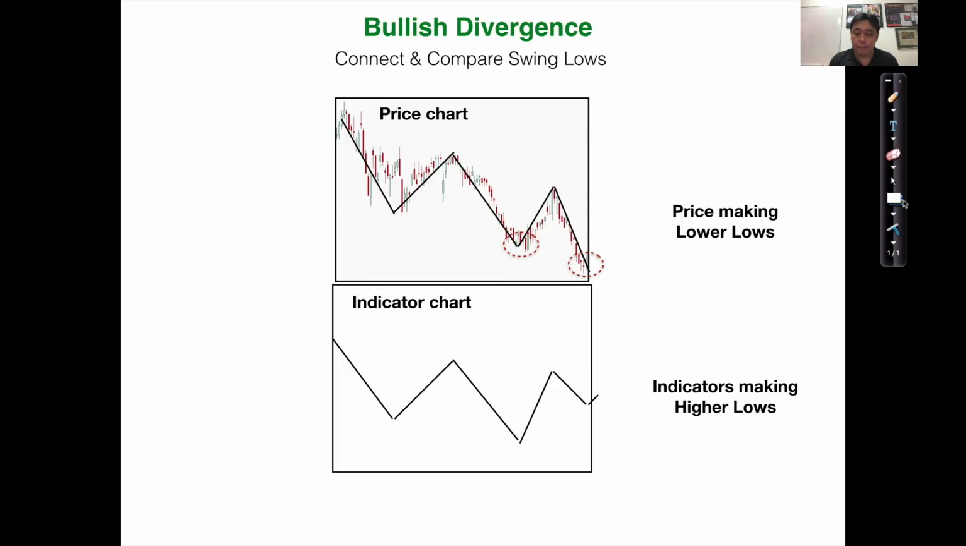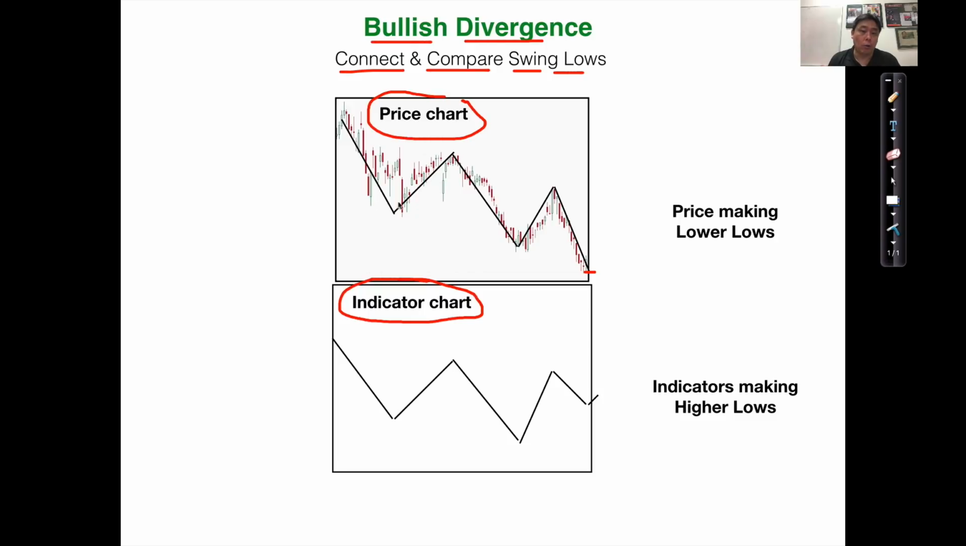So if you look at the chart over here, price chart, you can see that it's on a downtrend and it's right now at the bottom of the downtrend, at the lowest new low. All right. And then we have got the indicator chart over here. That could be a MACD. Okay. So for bullish divergence, recall that instead of looking at swing highs, we look at swing lows. So again, please burn that into your brain. For bullish divergence, we connect and compare swing lows.